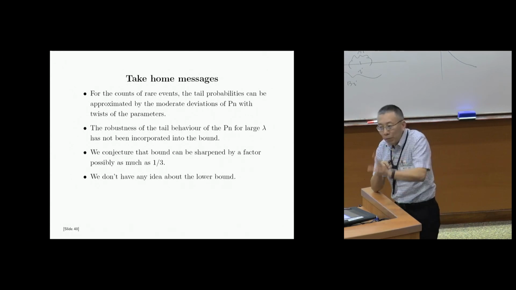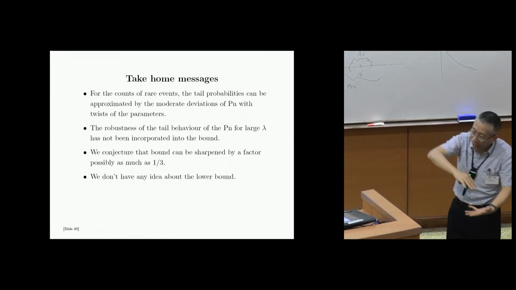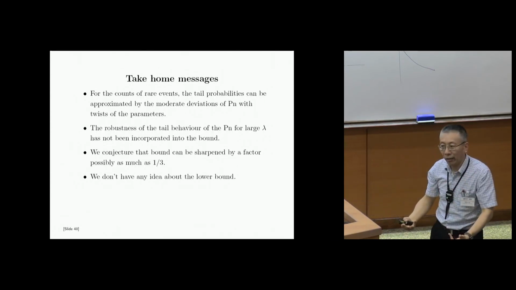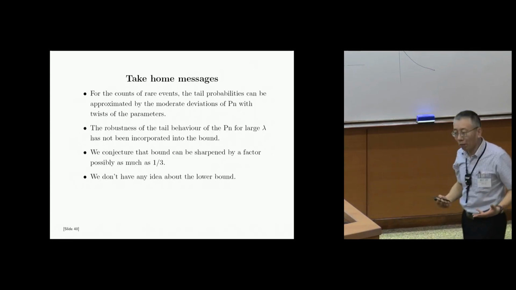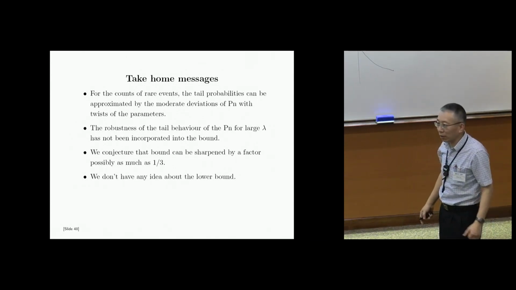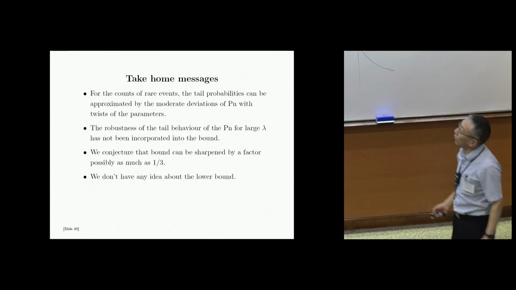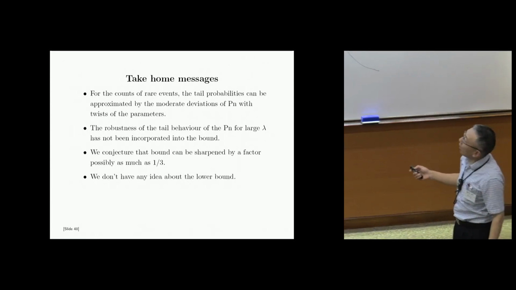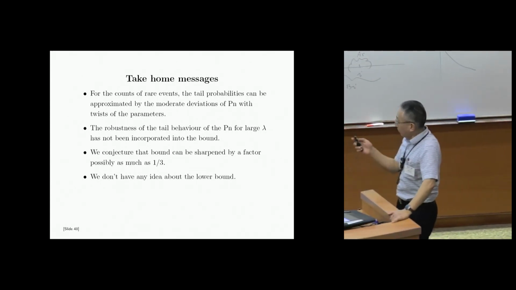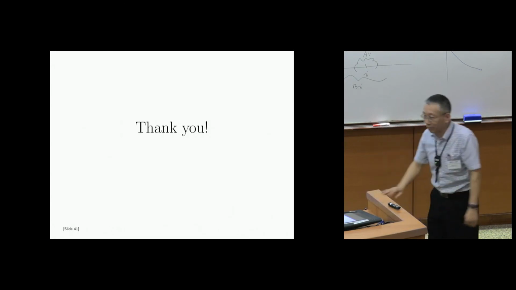When lambda is getting bigger, it's getting a little bit more tamed, and so the behavior should be better in this case. But I can't see it. My bound here does not depend on lambda being very big. So the constant must be improving. I don't know what to do about this. The next is, I believe the bound should be a third of this. And we don't know much about the lower bound. Thank you very much for your time.